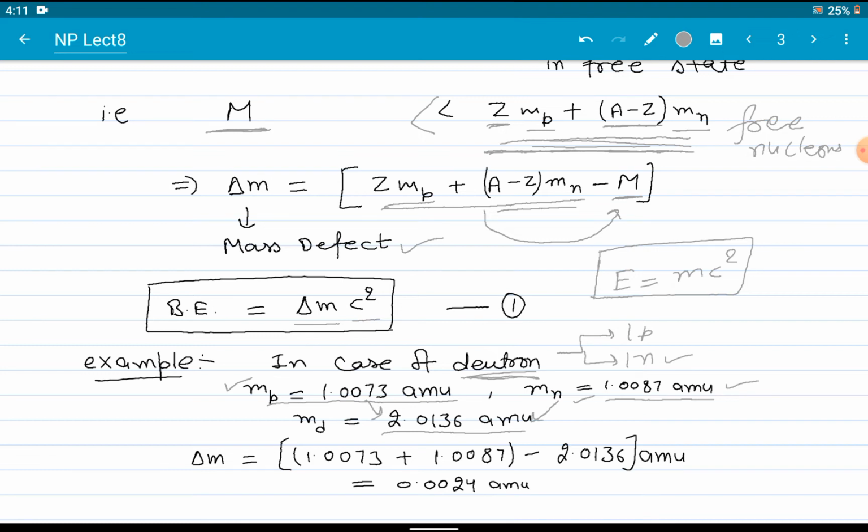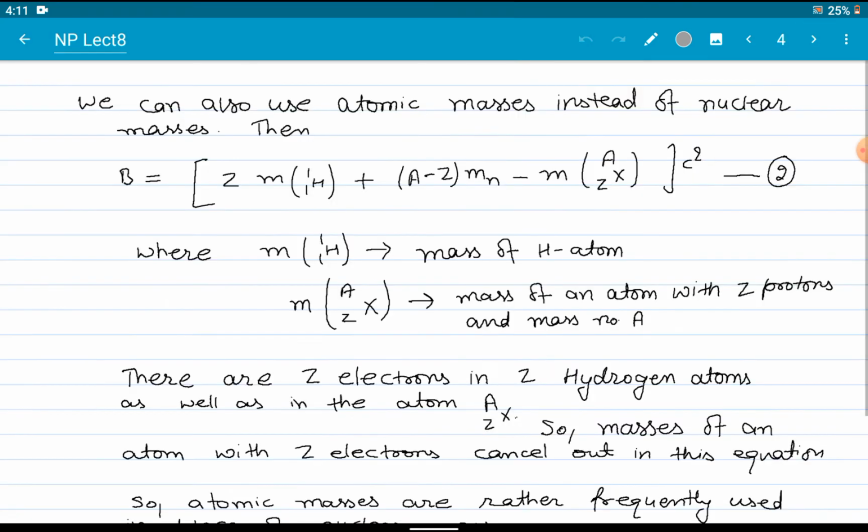जब इनसे प्रोटॉन और न्यूट्रॉन मिला के आप ड्यूट्रॉन बनाते हो, तो ड्यूट्रॉन का जो मास है वो प्रोटॉन और न्यूट्रॉन के कंबाइंड मास से कम मिलेगा आपको, and this comes out to be equal to 0.0024 atomic mass units. So this is called mass defect, which is represented by delta m. Let's come on to the next page.